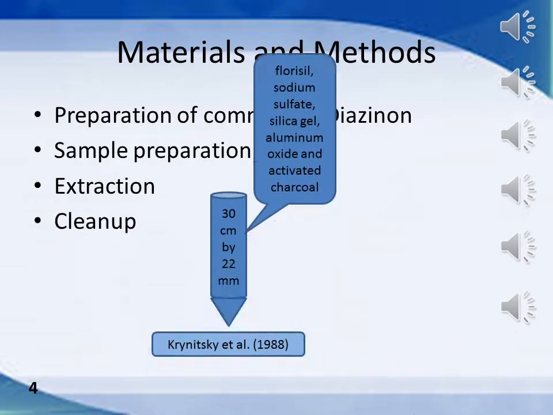We purified 1 milliliter of concentrated extract of every sample on a cleanup column, 30 centimeters by 22 millimeters in size, that was previously packed with distinctive amounts of florisil, sodium sulfate, silica gel, aluminum oxide, and activated charcoal. The mobile phase was acetone. At last, the final volume, 1 milliliter, was acquired using the rotary evaporator to check the remaining diazinon amount. The obtained final volume of the extract was applied for HPTLC analysis.